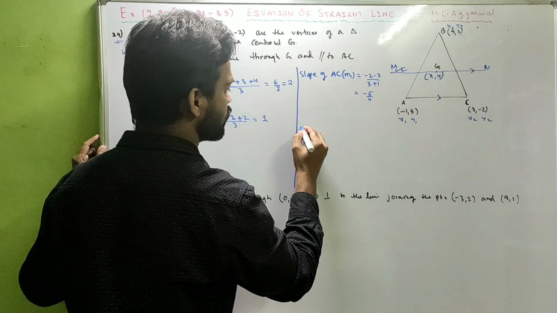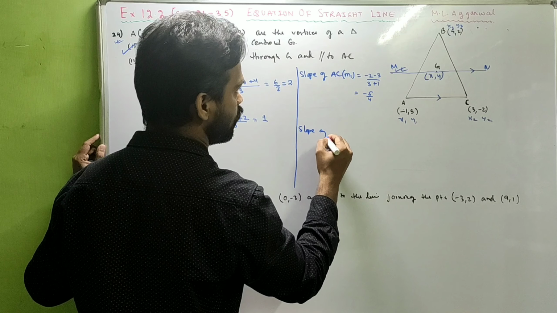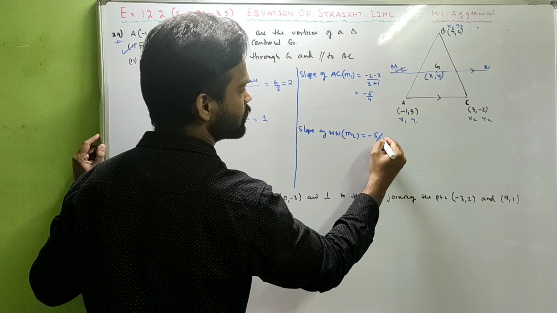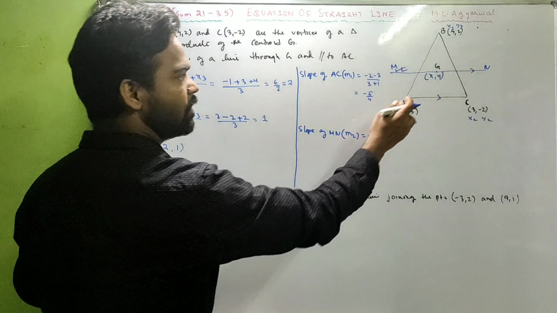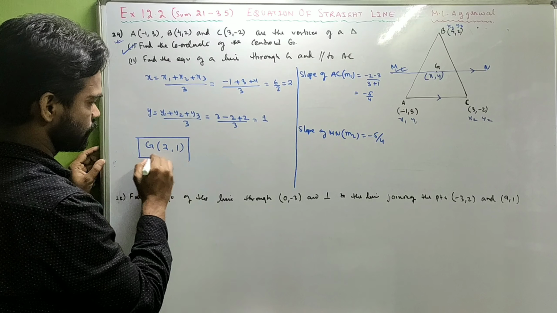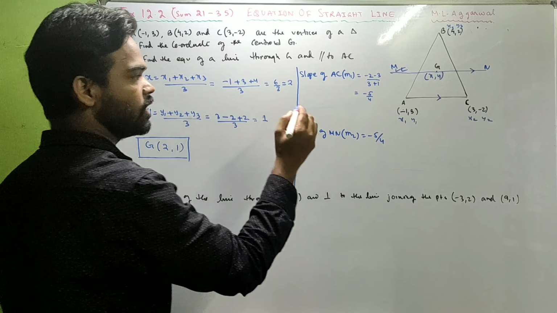Which means the slope of the required line MN, M2, will be the same. Now we have a point, we have the slope, the point is this. So what will be the equation of MN?